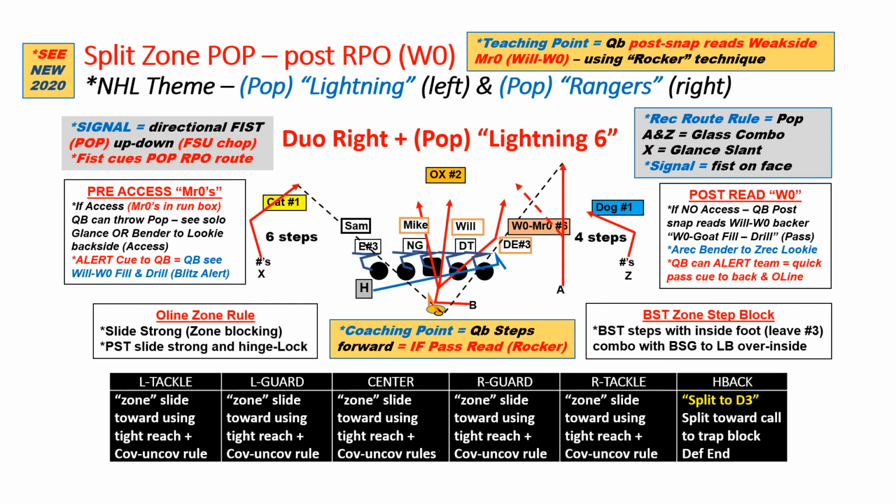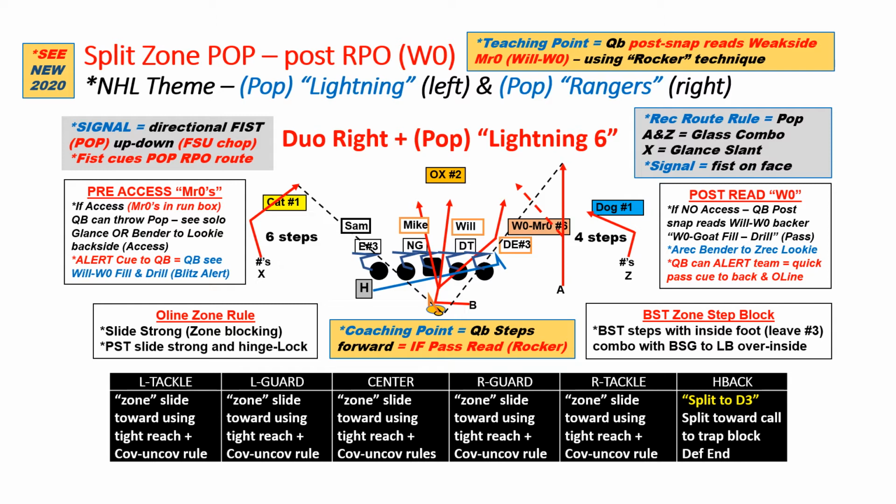All right, here is split zone pop out of a 2x2 set. It's a post-snap RPO now, where we're going to read that weak Mr. Zero again, which is that outside backer, second level defender, running our same split zone action. The routes now are pop routes. The signal for that is simply the fist on the face.